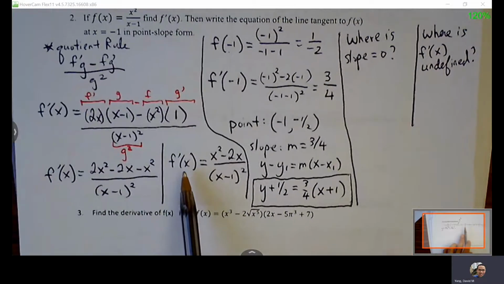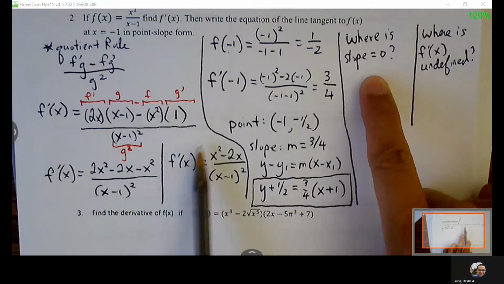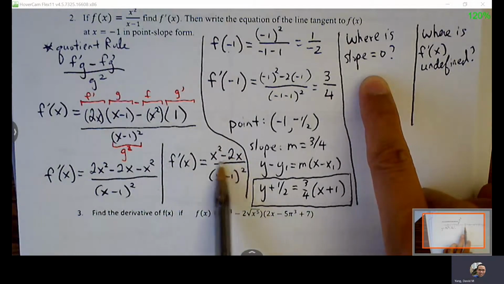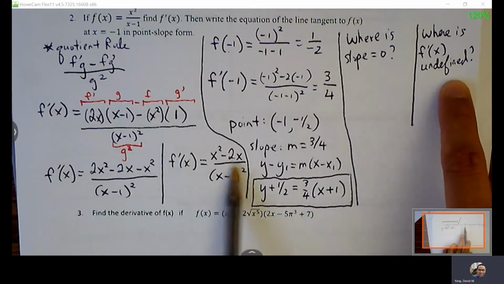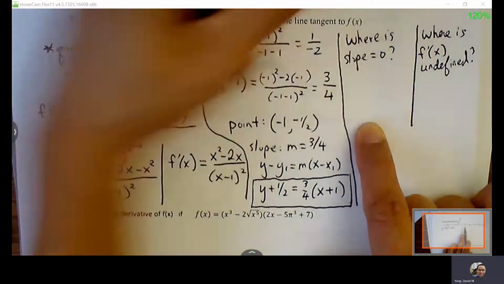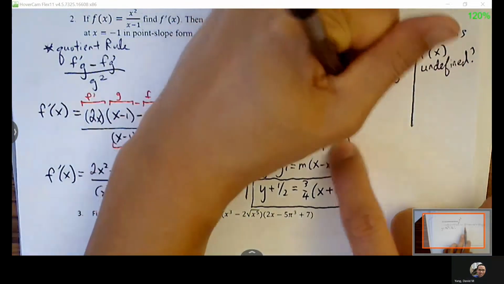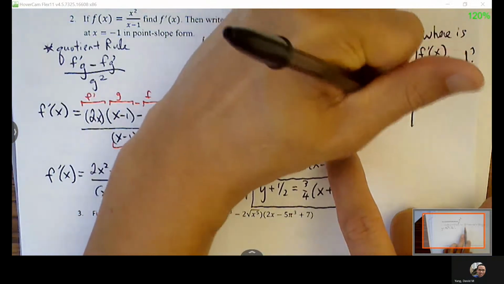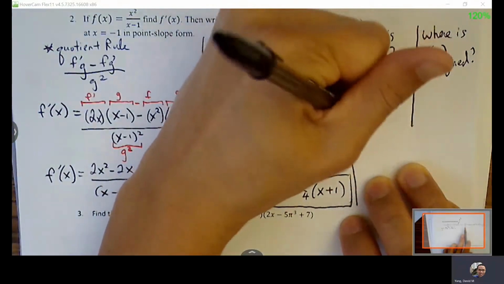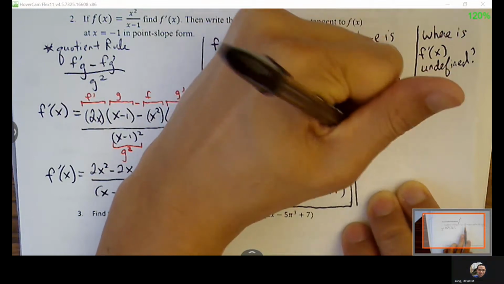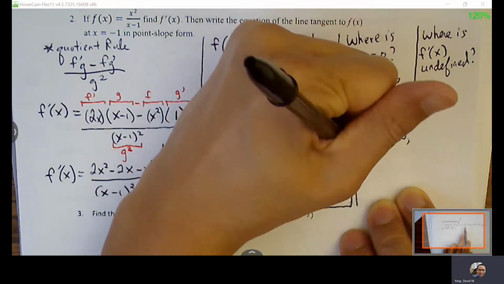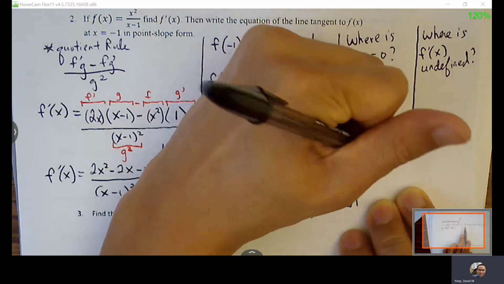Okay, which part though? The numerator. The numerator is going to tell us where the slope of the graph is 0. But if I set the denominator equal to 0, that's going to tell me where the slope of the graph is undefined. Right? Okay, so where's the slope 0? I'll set the numerator of the derivative equal to 0. So we can say f prime is equal to 0 when x equals 0 and when x equals 2.